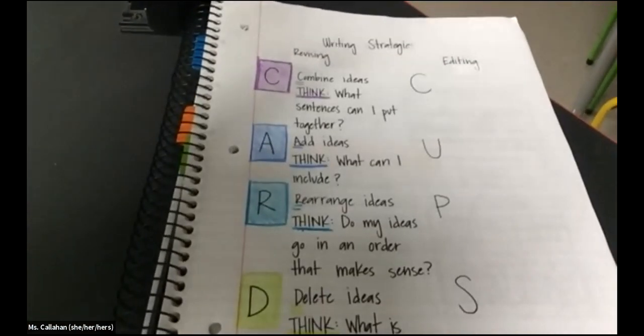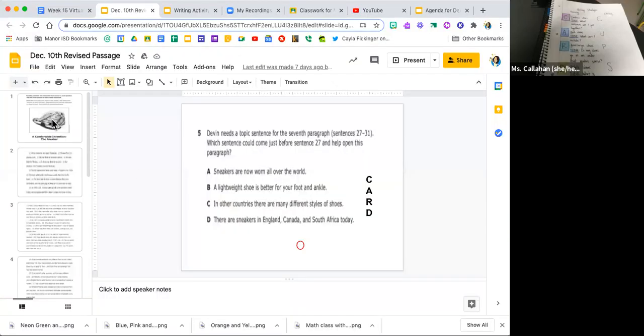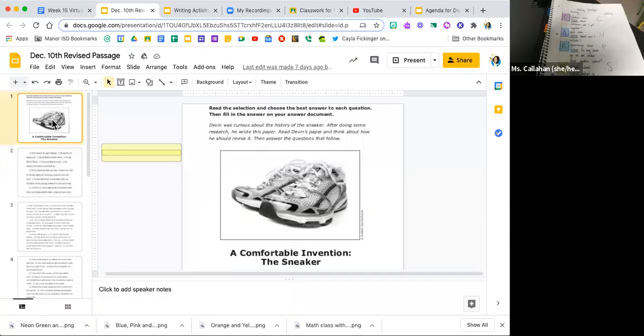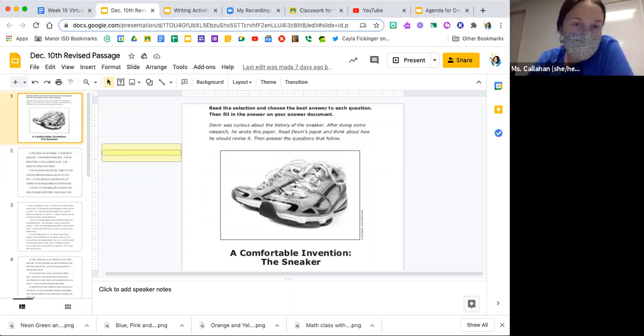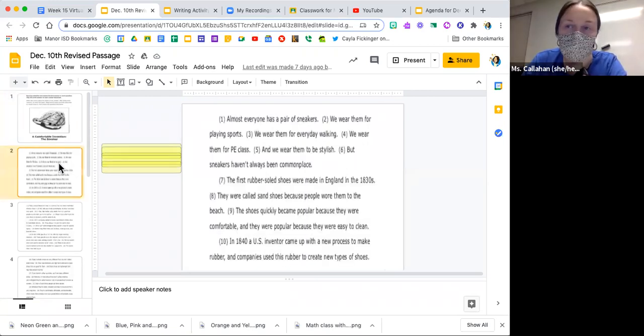Okay, so look over this revising passage with me. This revising passage is over a story about the sneaker, which is a comfortable invention. Devin, the person that wrote this, was curious about the history of the sneaker. After doing some research, he wrote the paper. You're going to read Devin's paper and think about how he should revise it, then answer the questions that follow. So you are going to read through this. I'm going to read it, but you're going to reread through it.